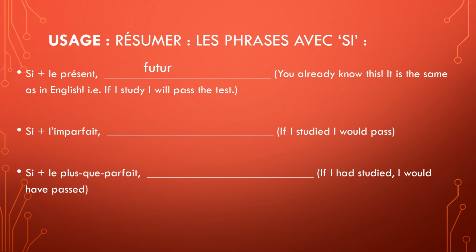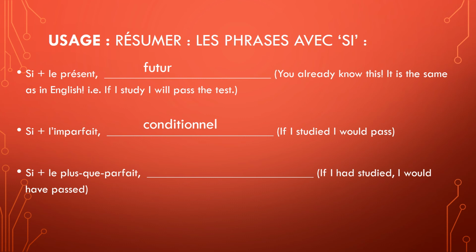Take a look at the middle, and we have si plus the imparfait, and then we would finish the idea with the conditional. If I studied, I would pass. Now this is something that the situation is hypothetical. Well, you know, if I had a test coming up and if I studied, then I would pass it. That's something that you know to be true, but we don't know if we will pass if we don't study. So that's where the condition needs to be met.